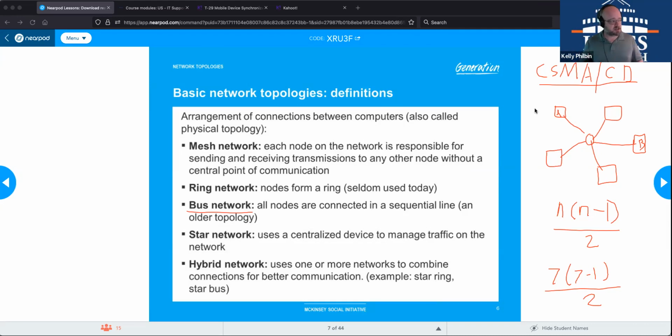But say all the computers are up and running and the central device, the hub or the switch, goes down, then everything goes down because they're not able to communicate through that central device. Does that clear that up? Yes, thank you. Okay, cool.